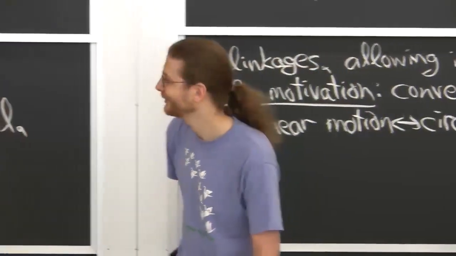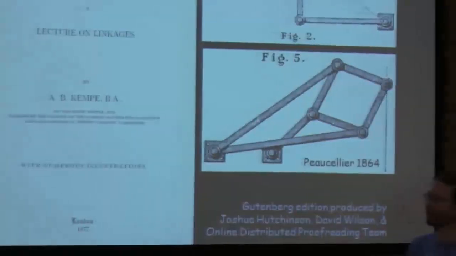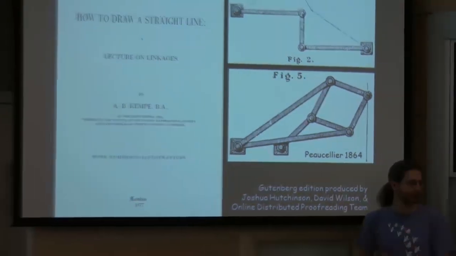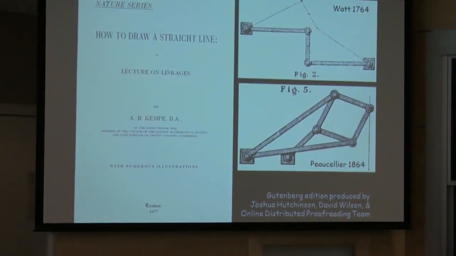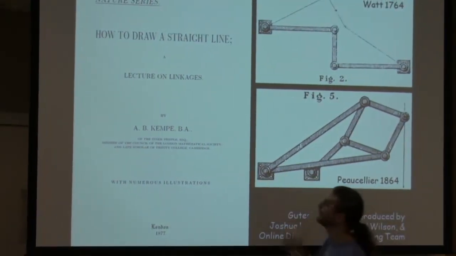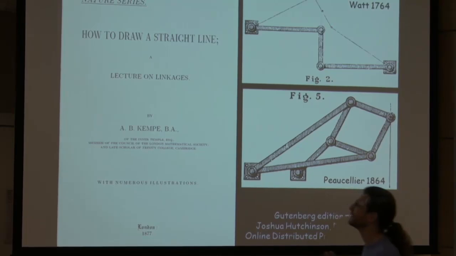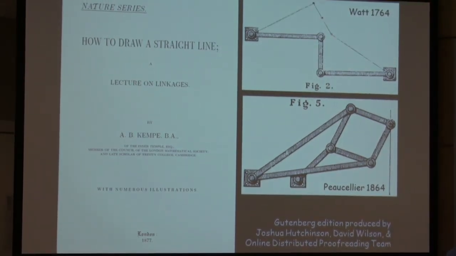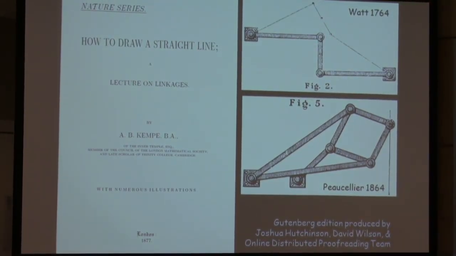So, don't know what order to cover these things. I'll show you a slide. My rules are essentially no words on any slide. This is just for pretty pictures, and I'll write stuff on the board. There's this fun book called How to Draw a Straight Line by Kemp in 1877, which is all about this problem. How do I turn a circular crank and make a straight line come out as a result?